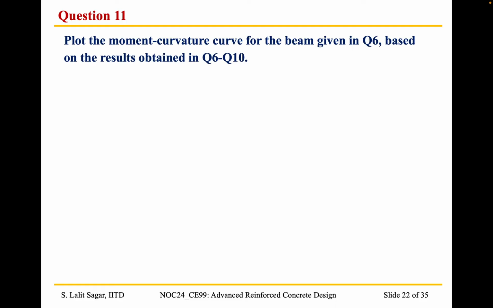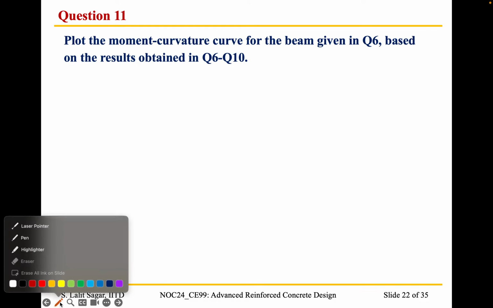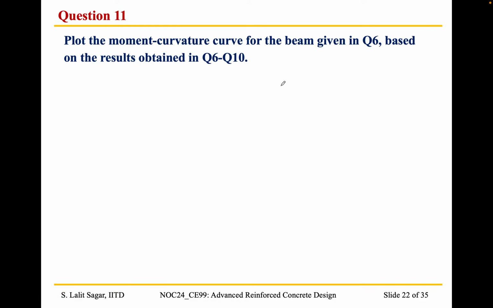So after we obtain the values, what we did from question number 6 to question 10 was that we assumed the value of epsilon c, then correspondingly we found out the value of phi, and then we found out the value of M.